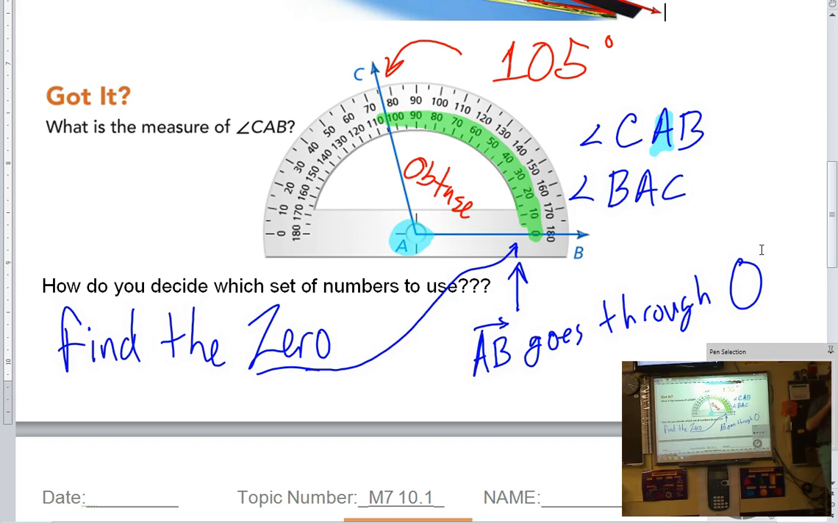Now, you cannot call this angle ABC because it doesn't start at A, go through B, and then go to C. It starts at B, goes through A, and goes to C, or vice versa. Starts at C, goes through A, and goes to B. A's got to be in the middle. So then we can notate it equals 105 degrees.